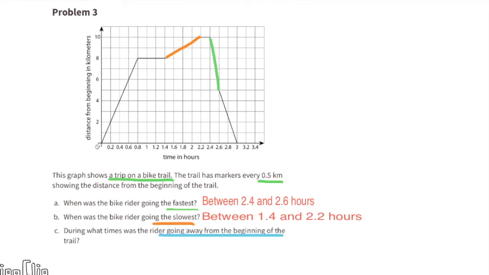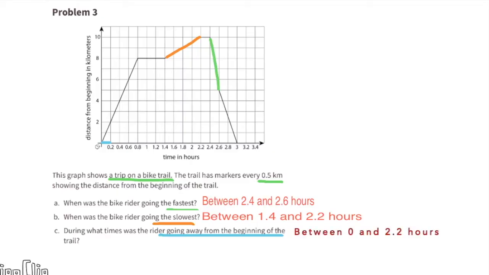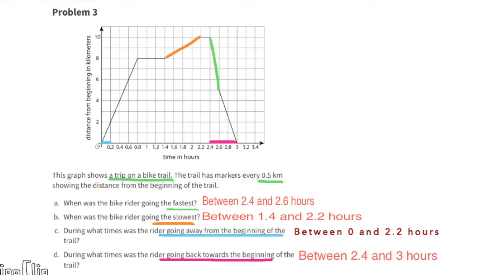C. During what times was the rider going away from the beginning of the trail? Between 0 and 2.2 hours, the rider was traveling away from the beginning of the trail. D. During what times was the rider going back towards the beginning of the trail? Between 2.4 and 3 hours, the rider was going back towards the beginning of the trail.